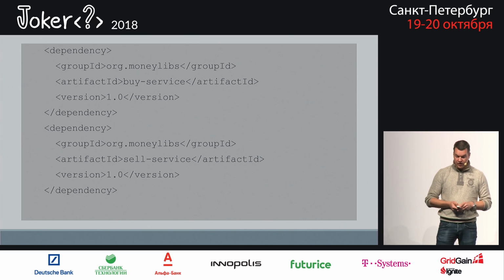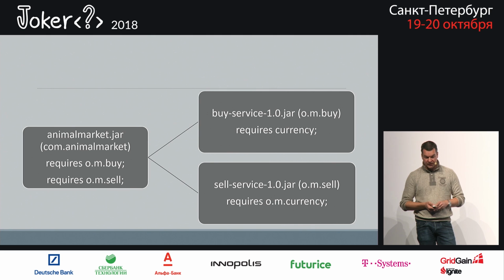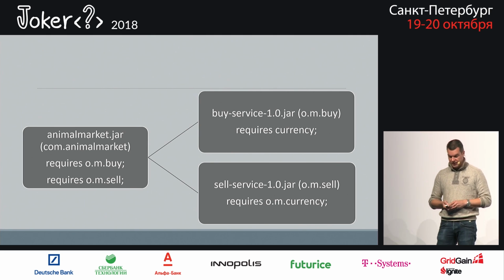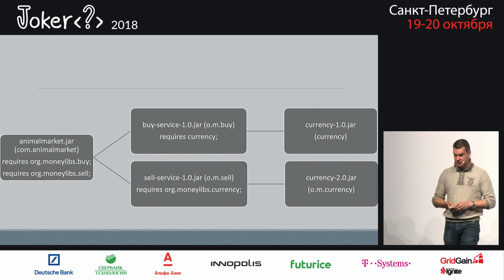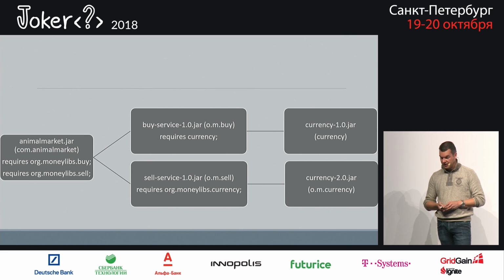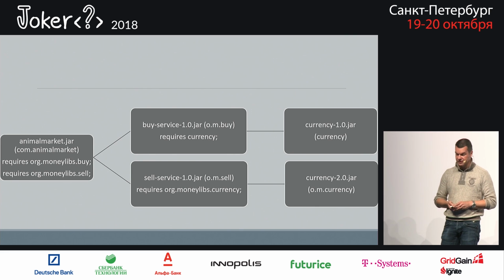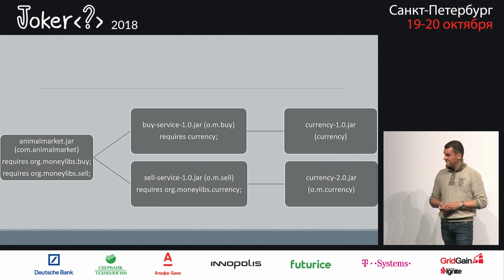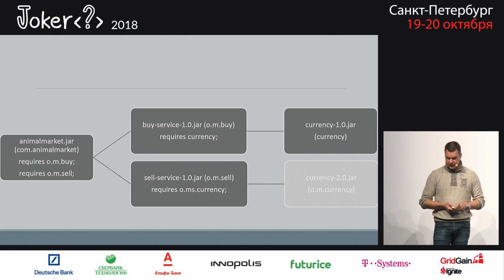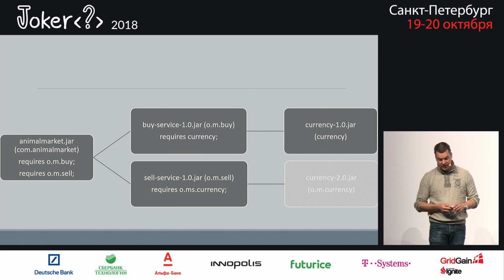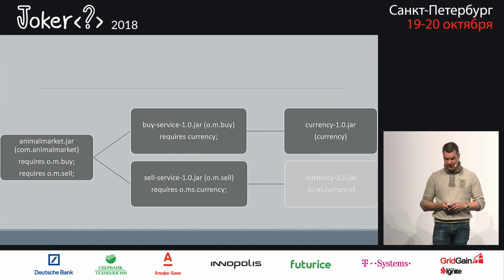If we change this into a graph, it would be a little bit like this. So you see on the left side your jar requiring 2 modules, and those 2 modules both use currency, and you can see that the buy service is using currency 1.0, sell service is using 2.0. So Maven detects this and it chooses to select the first one. So there's only one currency jar on the class path, or in this case on a module path. This won't compile.